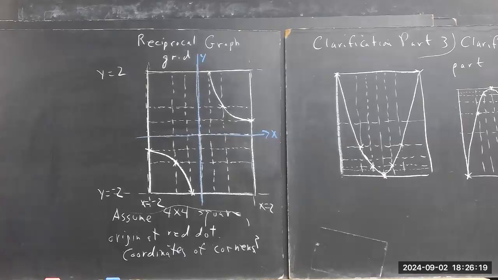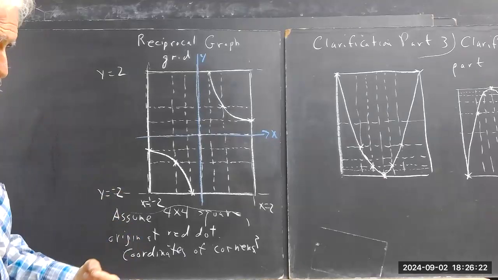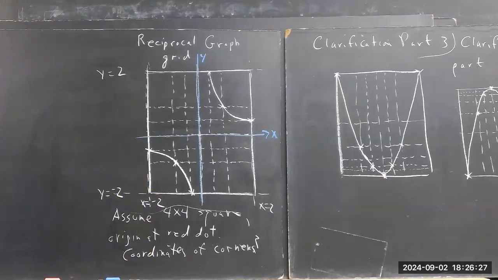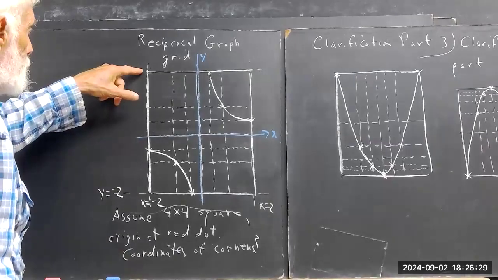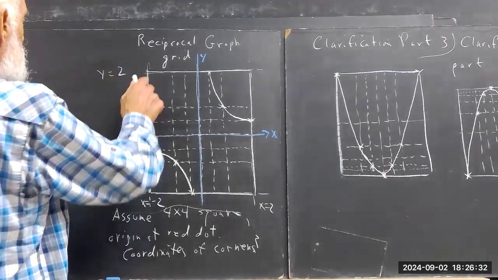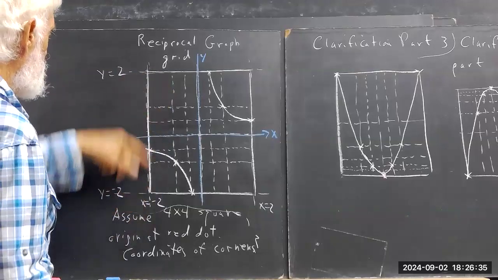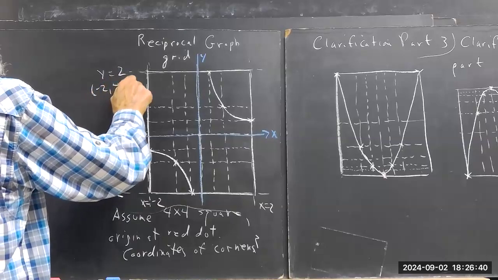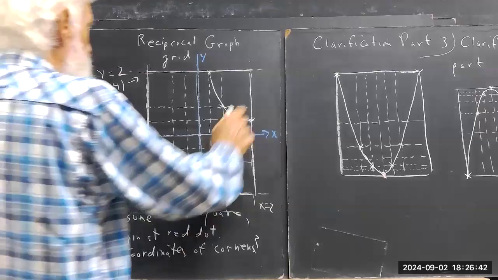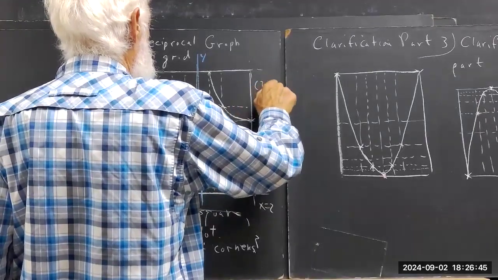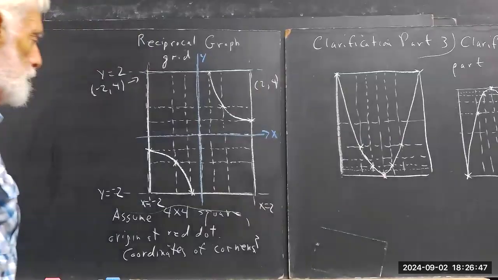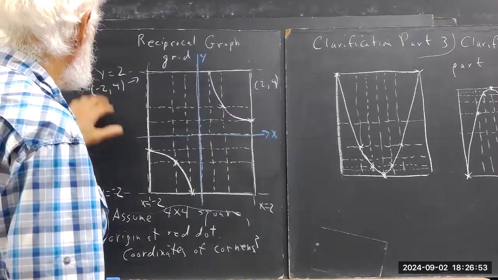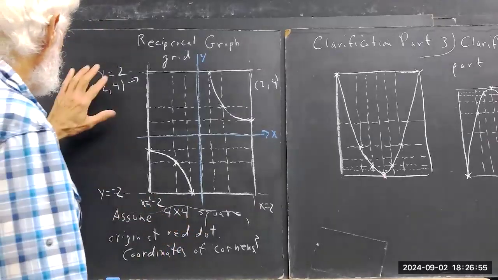So what are the coordinates of the corners? If you haven't done that, do it before you watch. This corner is on the y equals 2 line and on the x equals -2 line. So this would be -2, 2. And this point would be 2, 2, because it's on the x equals 2 line and the y equals 2 line.